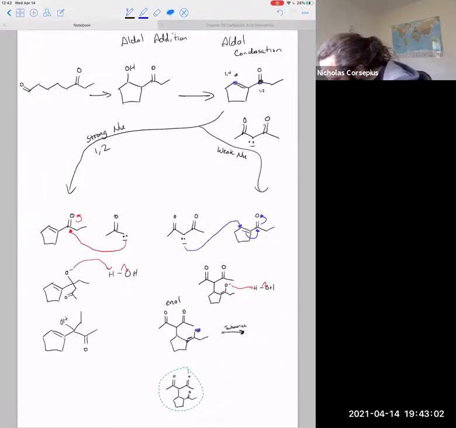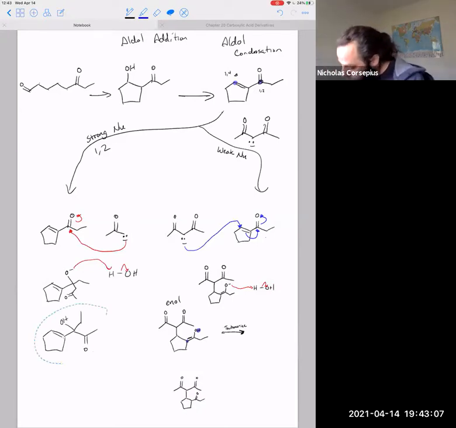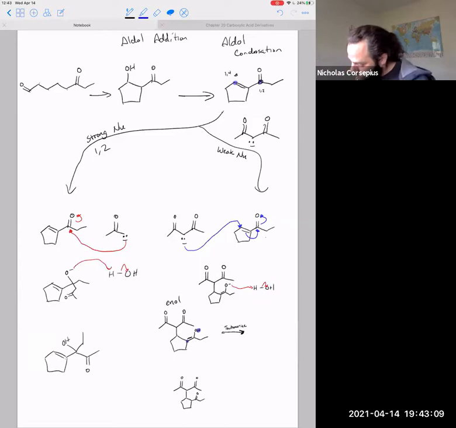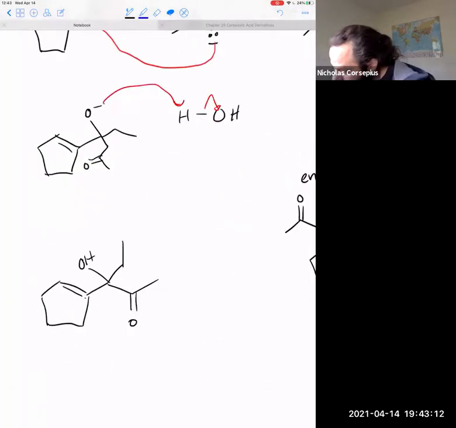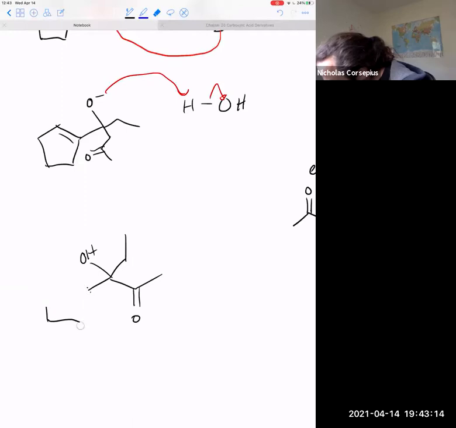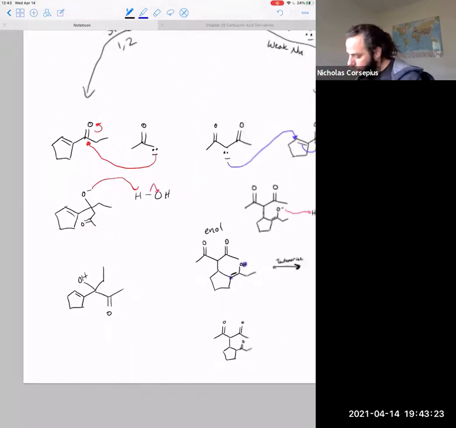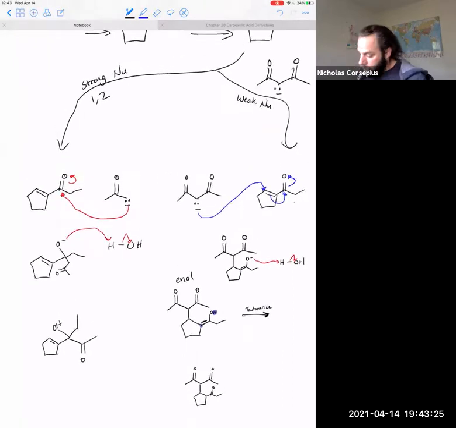Okay, and just to compare the products that you get at the end of the 1,2 versus the 1,4, this is going to drive me crazy how ugly this is. I've got to fix it. Okay, notice how on the 1,2 addition, we're left with our alcohol and ketone functional groups with that perfect 1,2.